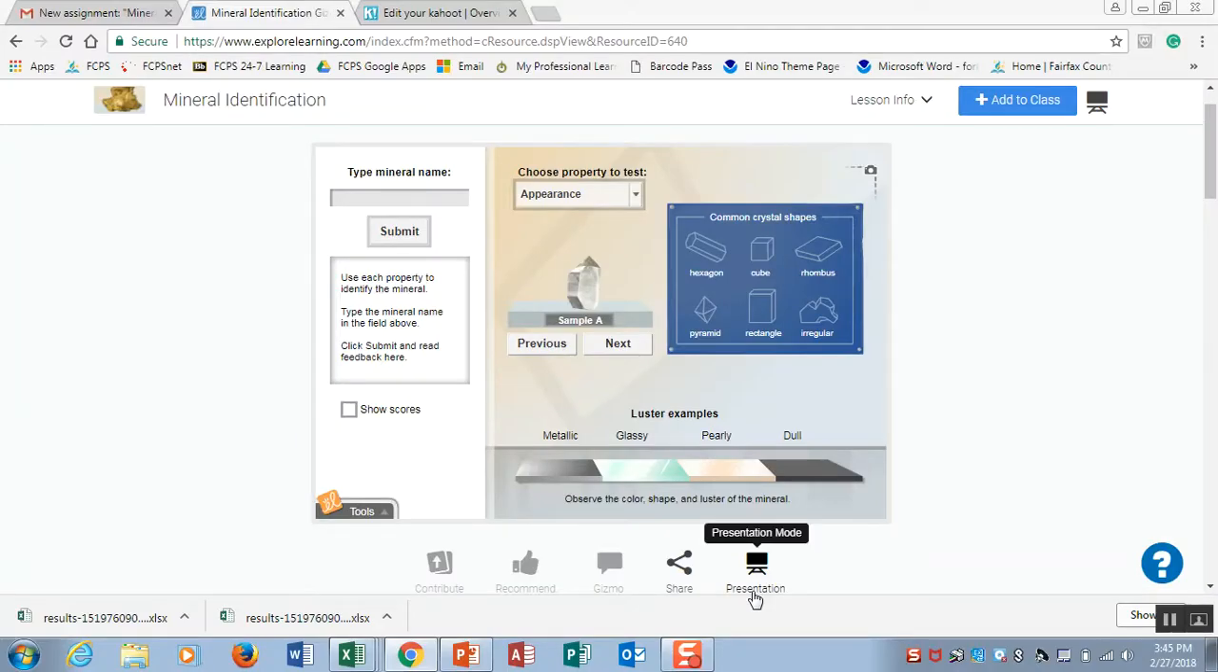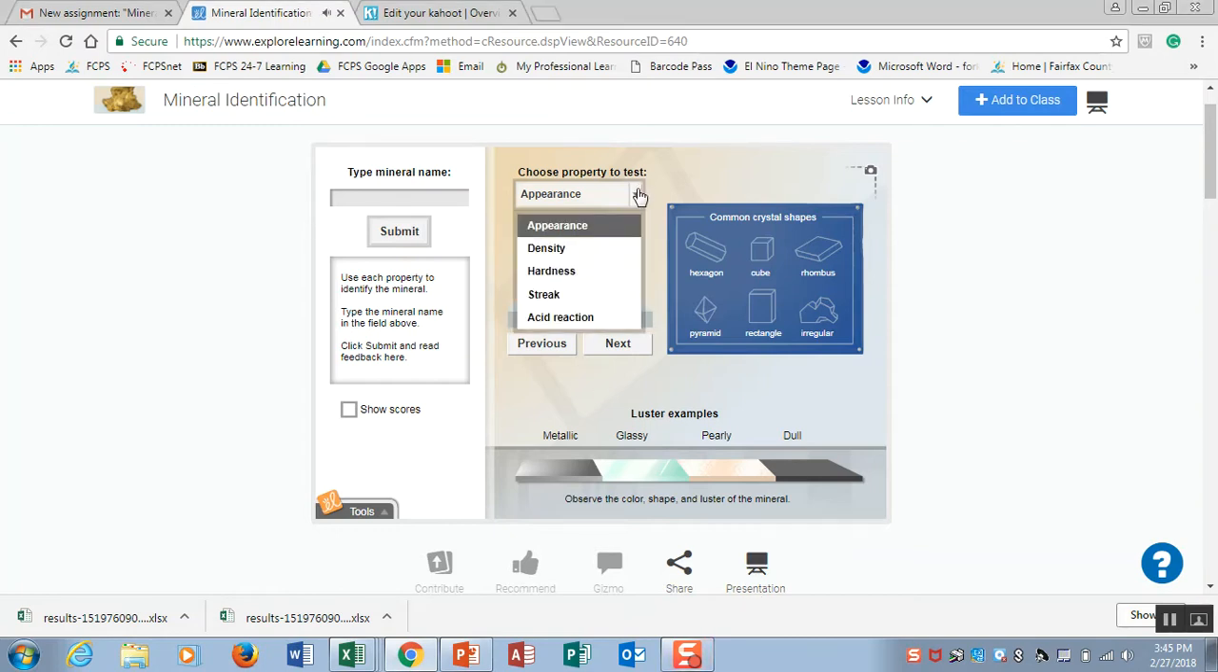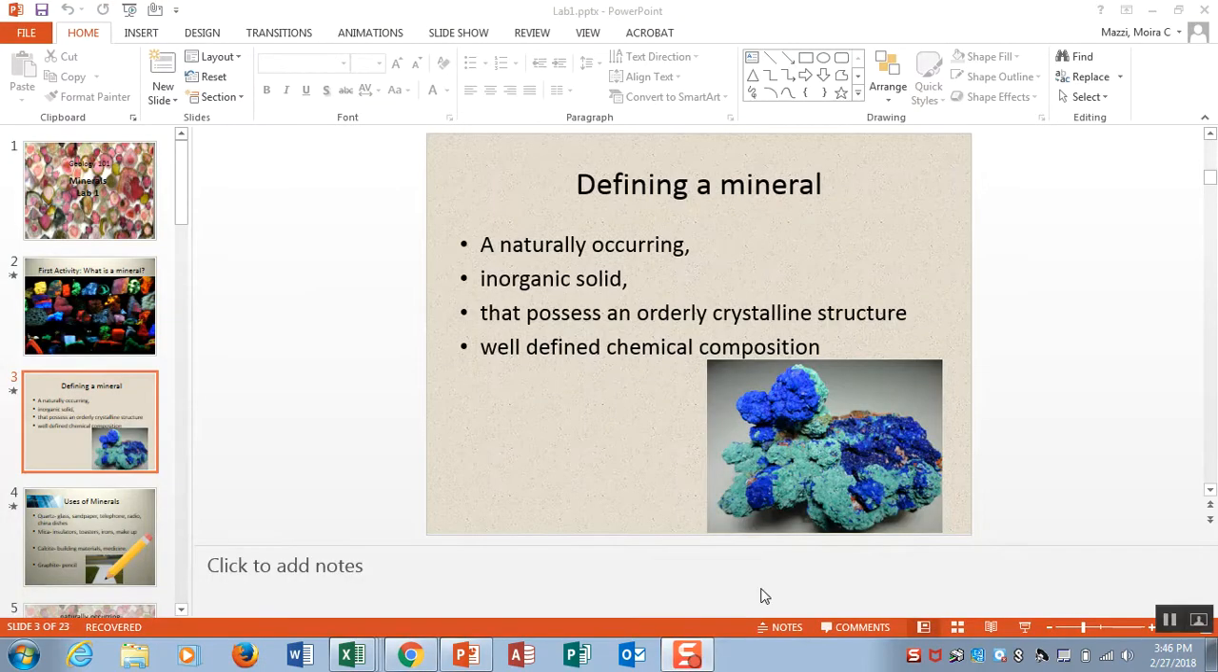Here's a look at the gizmo that we did today. It was a mineral identification gizmo. And you can see here that when you drop down, you have these different properties that we were testing: appearance, density, hardness, streak. Remember that you want to get back onto Google Classroom and take a look at the notes.